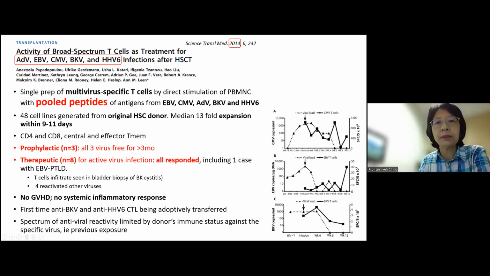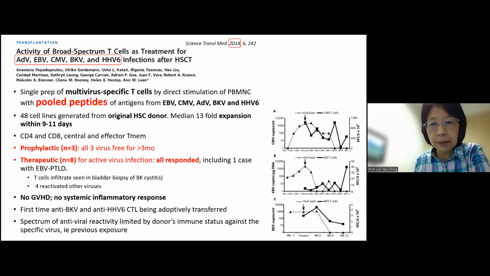And in these plots, you see that the dotted lines show the viral load, there is a drop in the viral load, while the solid line shows the CMV T cells as measured by ELISpot assay expand over time. It shows safety as there is no GvHD or systemic inflammatory response. Of note, this is the first time where BKV and HHV6 T cells are used to treat these infections.